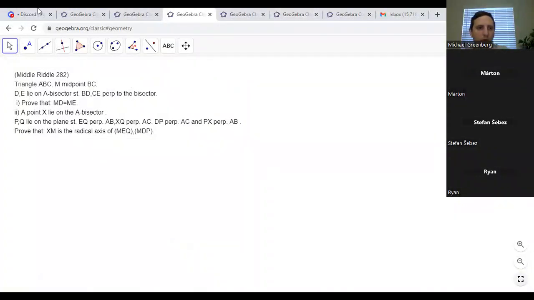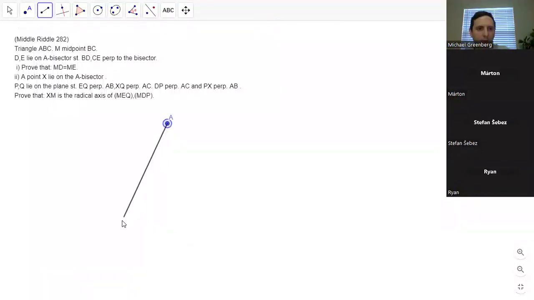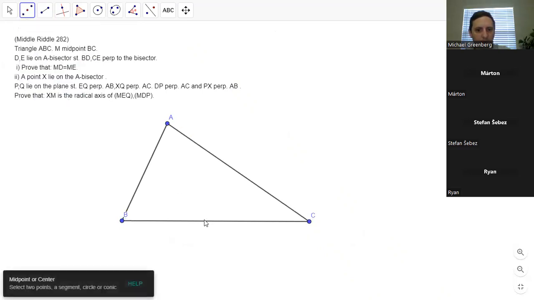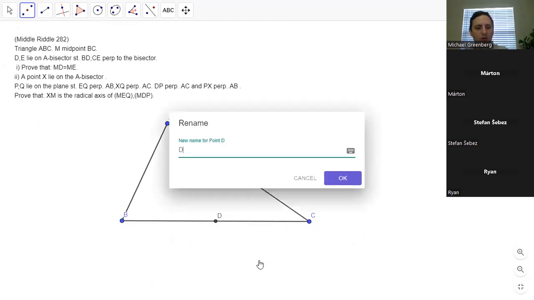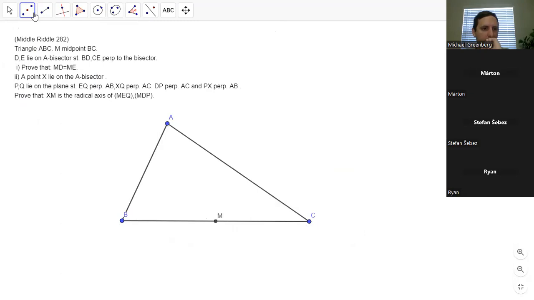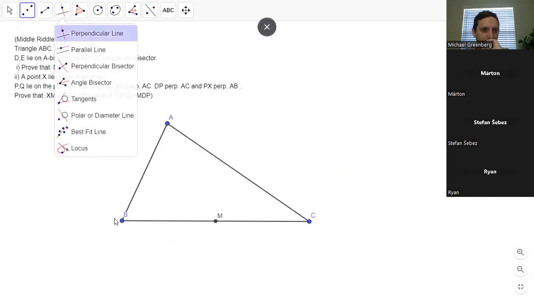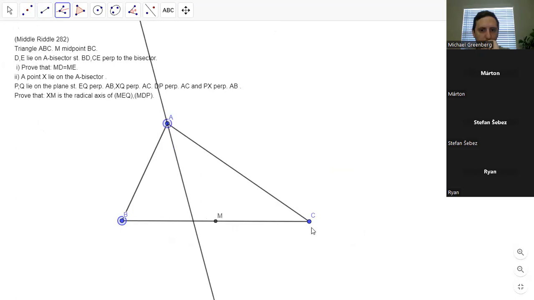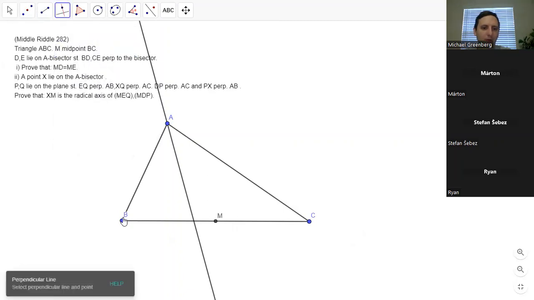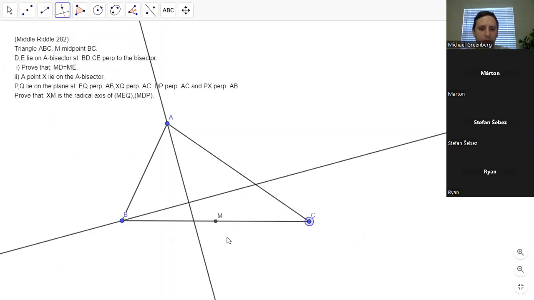So we have a triangle ABC and M is the midpoint of BC. D and E lie on the A bisector, so BD and CE are perpendicular to it. I feel like there's a lot of problems that have this kind of idea, where you have the two perpendiculars to the angle bisector. And then I wonder if these 4 points are in harmonic conjugation, just because I feel like I've seen this idea a couple times.